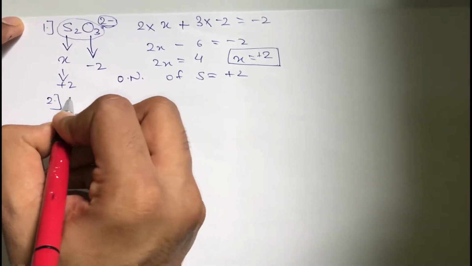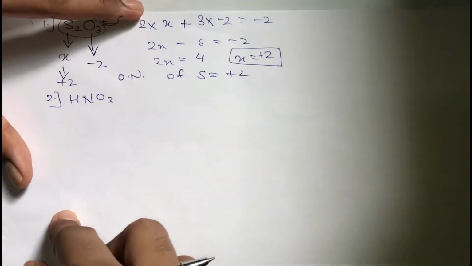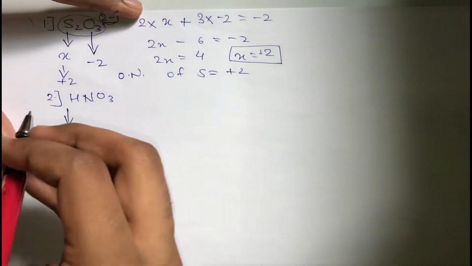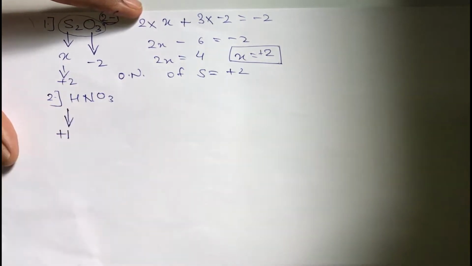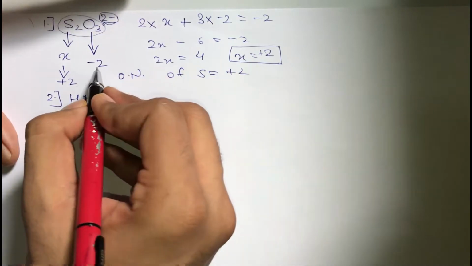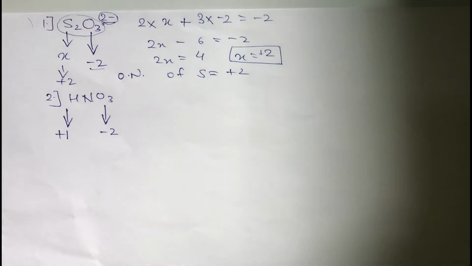Let's take an example of HNO3. Here there are 3 different elements present: hydrogen, nitrogen and oxygen. You know the oxidation number of hydrogen. What is the oxidation number of hydrogen in this case? It is +1. Why? Because hydrogen is bonded to a non-metal. You know the oxidation number of oxygen as the same as this, -2. Why -2? Because oxygen is not in a peroxide form over here.